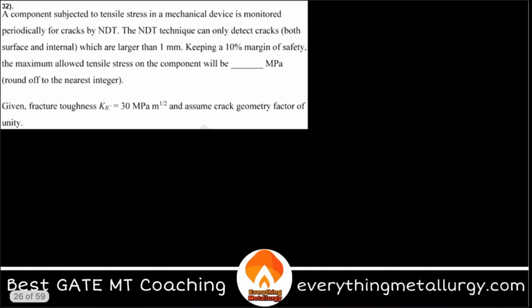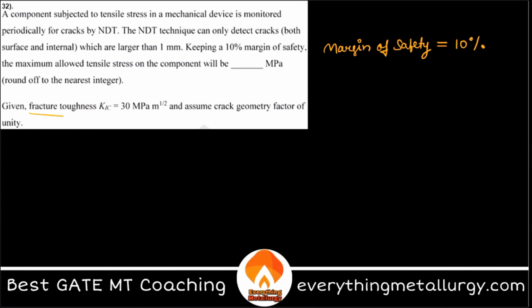Okay, now the next question. A component subjected to tensile stress in a mechanical device is monitored by NDT. The NDT technique can only detect cracks, both surface and internal, which are larger than 1 mm. Keeping 10% margin of safety. Okay, this is some new word for us. What is margin of safety? Keeping 10%. The maximum allowed tensile stress will be how much?